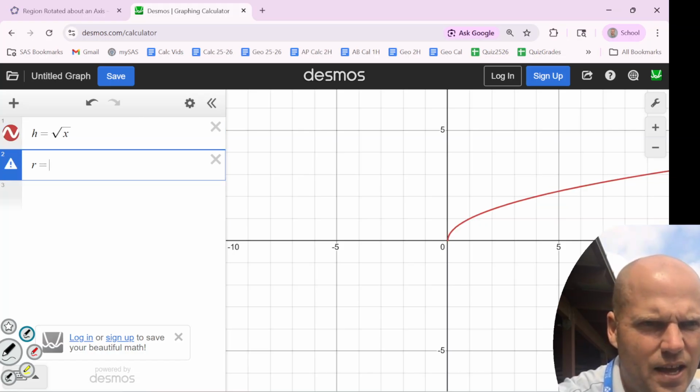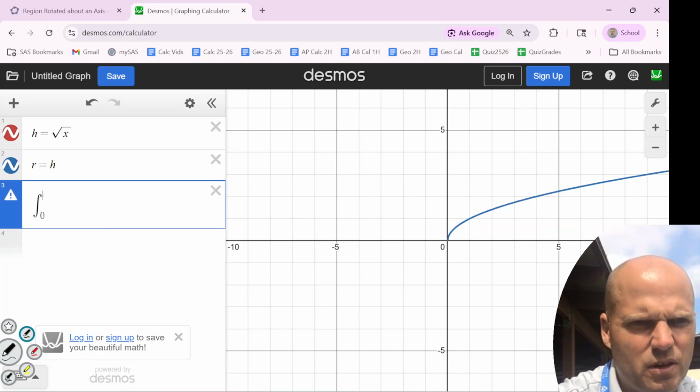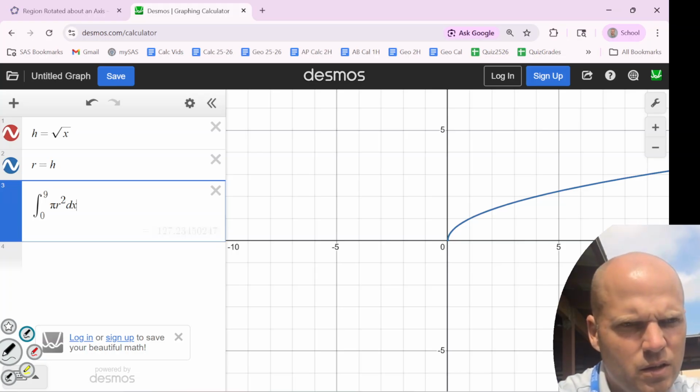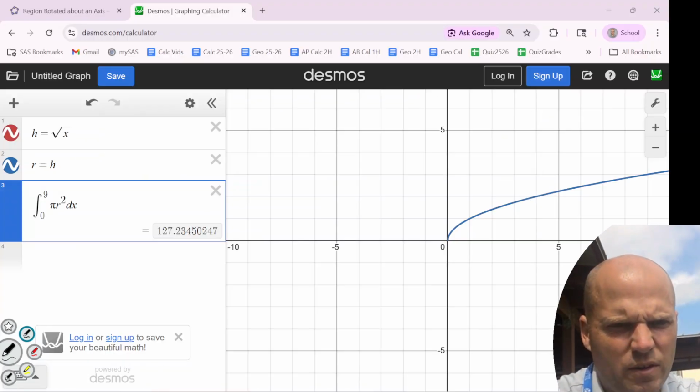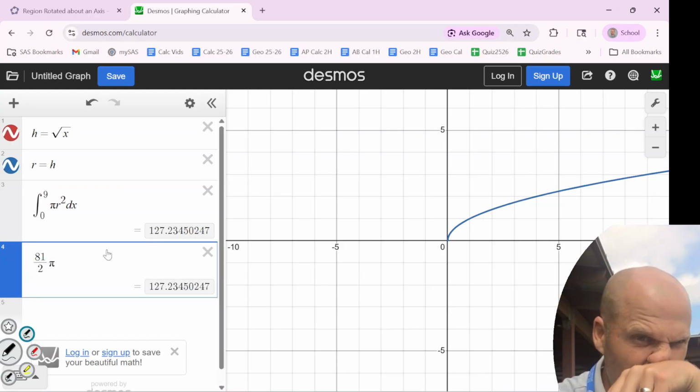I'll say h is that. Say r equals h. I will sum up from 0 to 9 pi r squared dx. I get 127.234, which is the same answer as what we got earlier. Cool.